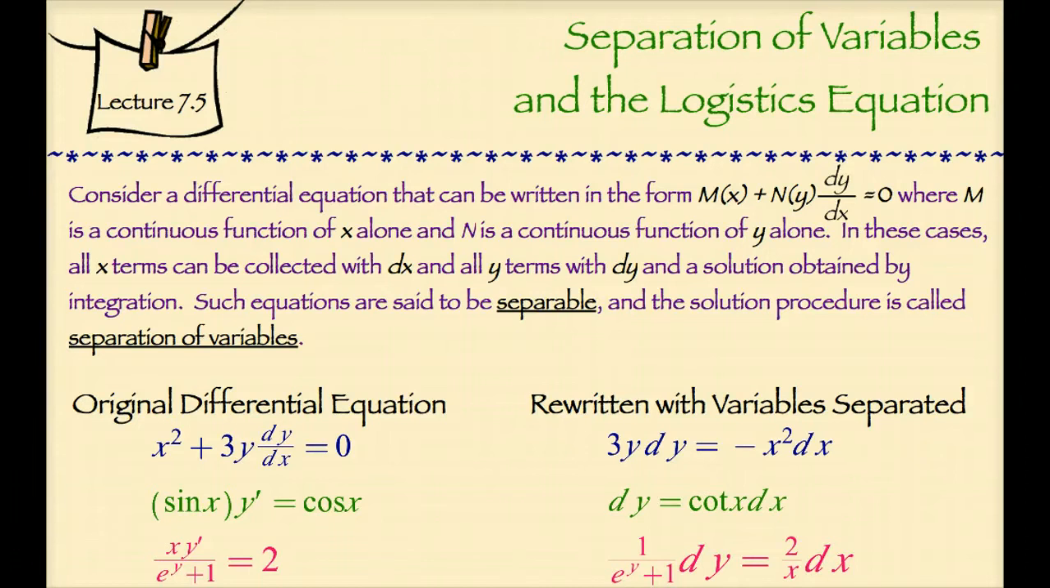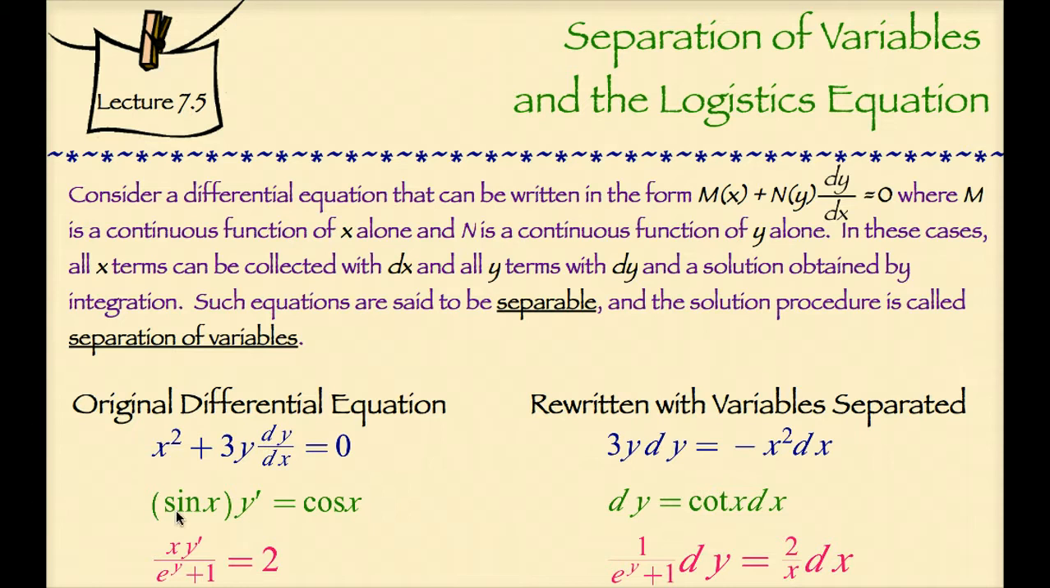We've seen this technique before, but here we're going to apply it to more complex differential equations. Let's look at a couple of examples. Here we have x squared plus 3y dy/dx equals 0. Rewritten with variables separated, 3y dy equals negative x squared dx. Notice the x squared was subtracted over, and then dx was multiplied to the right side of the equation.